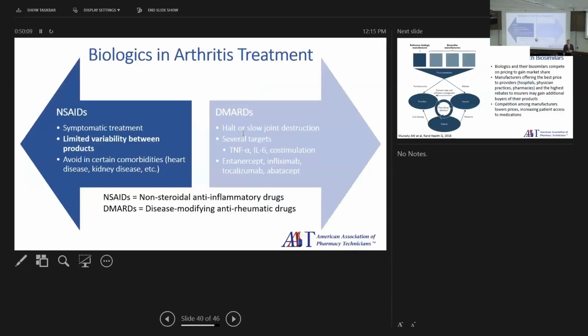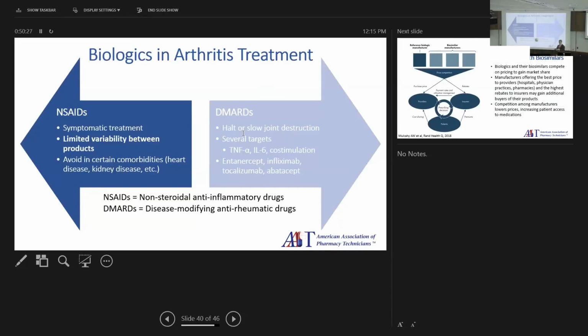And then finally, biologics and arthritis treatment. So arthritis is characterized by inflammation and damage to the joint, which can be very painful. The mainstay of therapy for many years were NSAIDs, things like diclofenac, Voltaren, ibuprofen, et cetera.